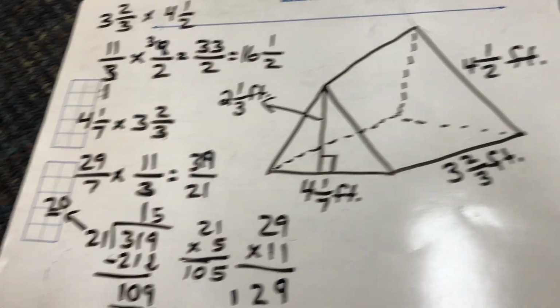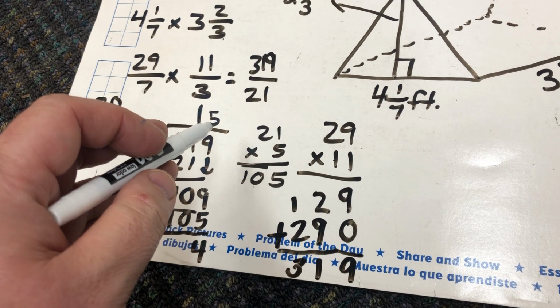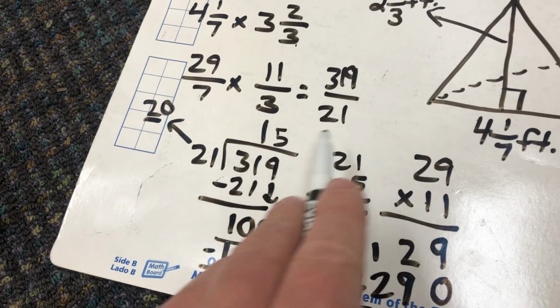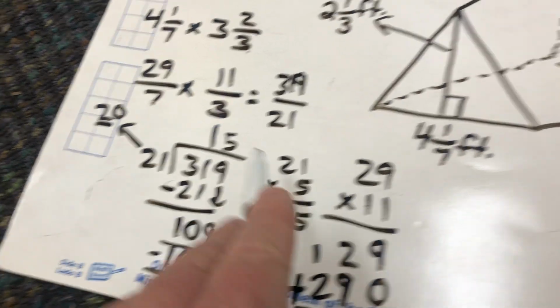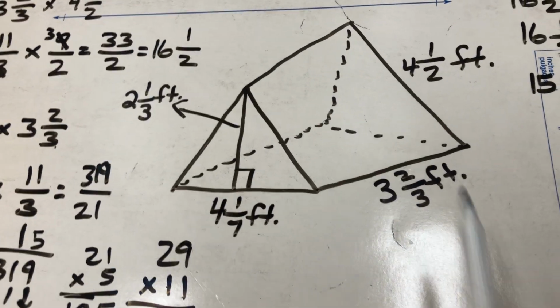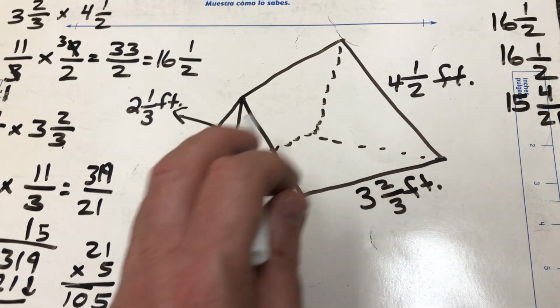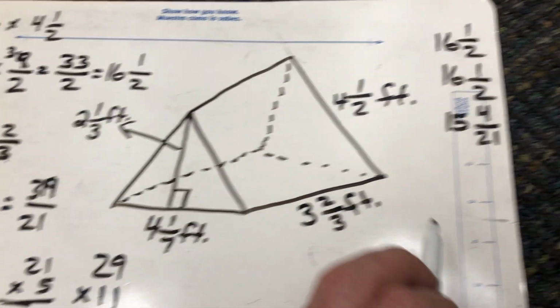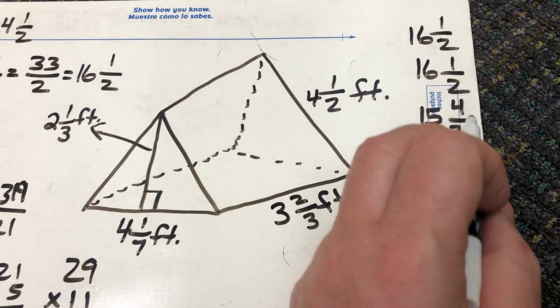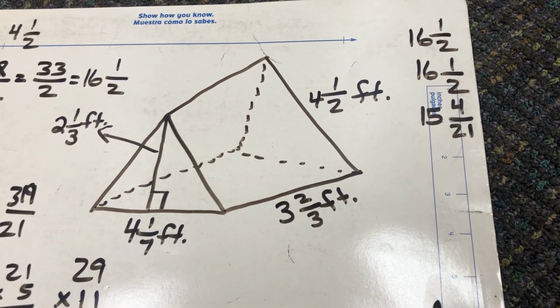Because as we said, it can go in 15 times. That's the whole number. There's 4 left over. That's the numerator. I was dividing by 21. That was the numerator here. It's what I was dividing by. I get that there. Now, I can't forget about my triangles. I have these two triangles, the right and the left, that were the same size. That's the 16 and a half. The one here at the bottom, that's the 15 and 4 over 21.